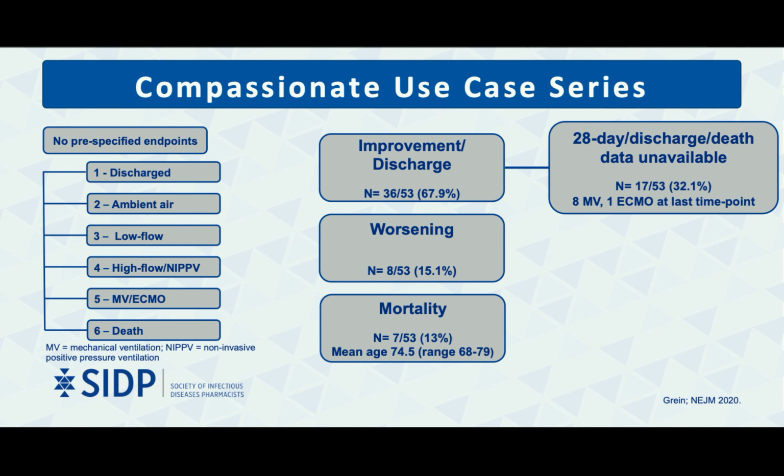One of the things that has drawn a fair amount of criticism for this article is that although the 28-day follow-up was their target, 28-day data on definitive outcomes like discharge or death was not detailed for 17, or 32%, of the patients, 8 of which were mechanically ventilated at last follow-up, and 1 patient remained on ECMO at the last time point. This makes it much more difficult to reliably interpret outcomes of this cohort.